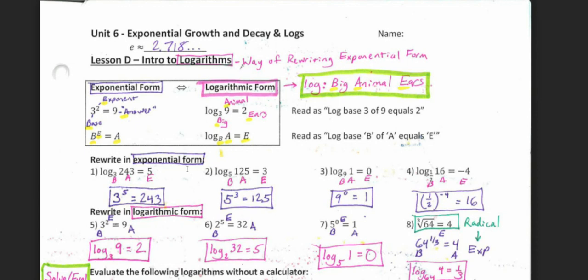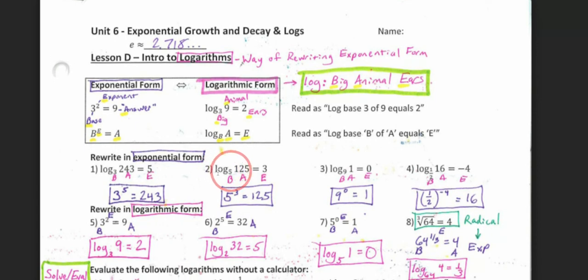It sure is. On the next one, we have log base 5 of 125 equals 3. So I see the word log, and I think of the elephant with his big animal ears. So my base is 5, my answer is 125, and my exponent is 3. And is 5 to the 3rd equal to 125? It sure is. Now looking at the next one, log base 9 of 1 equals 0. My base is 9, my exponent is 0, and my answer is 1. Is 9 to the 0 equal to 1? It sure is.